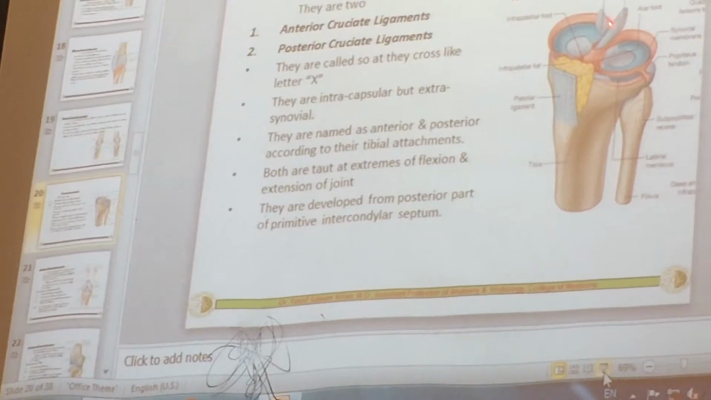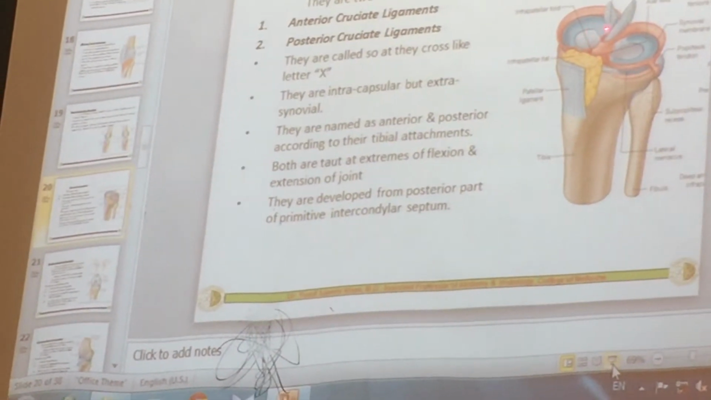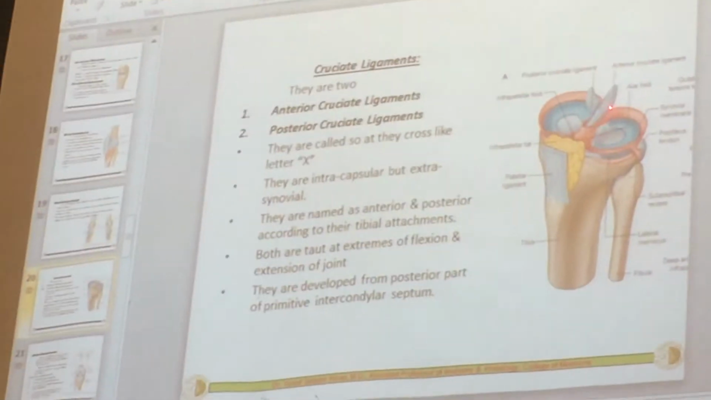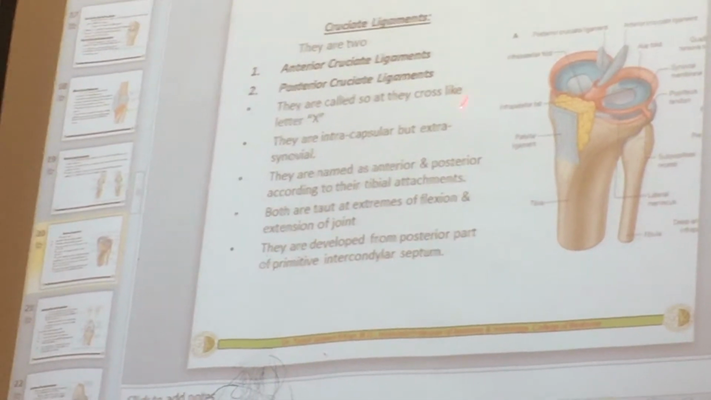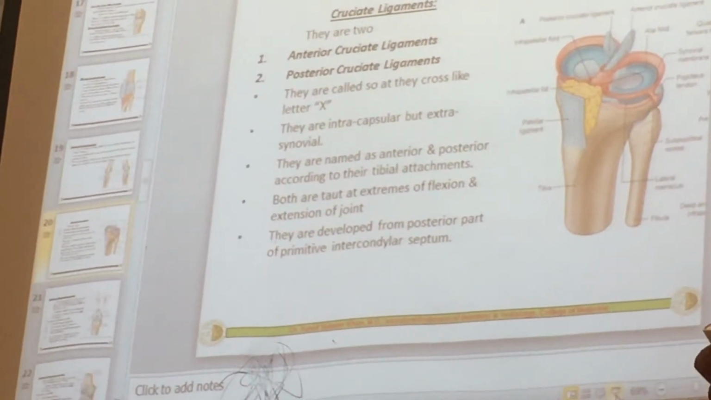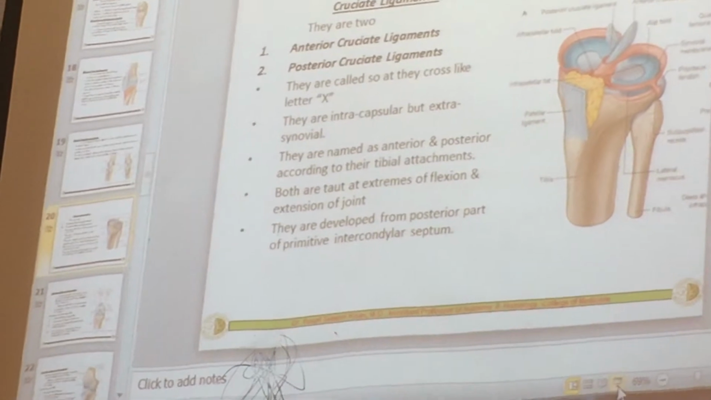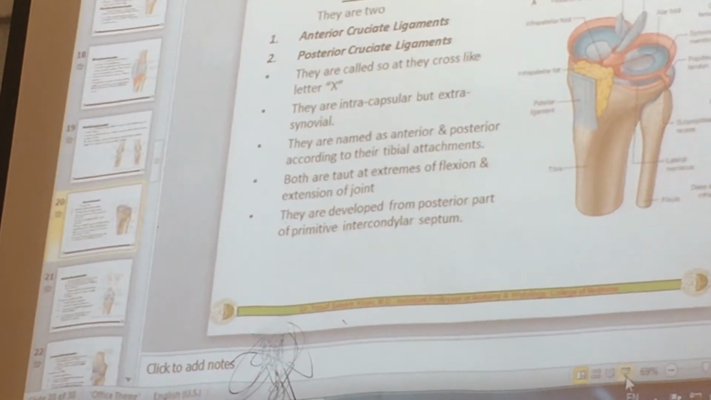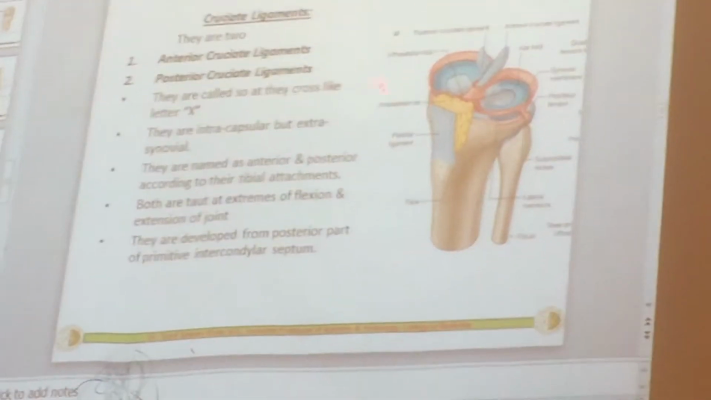If you see here, it is coming like this and going back like this. So these two ligaments are left outside. They are not inside the synovial membrane. They are outside. They are within the capsule but outside the synovial membrane. So it is called intracapsular but extrasynovial. Okay. So there are two, one is the anterior and the other posterior.